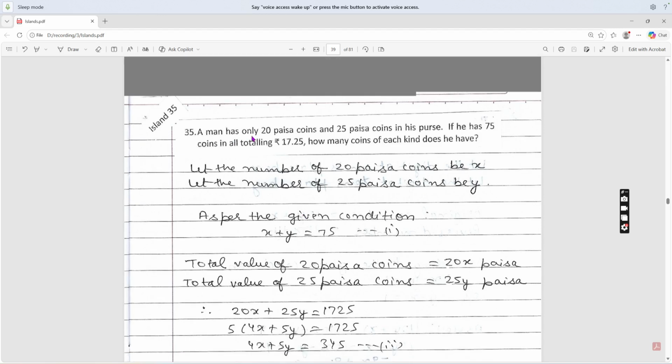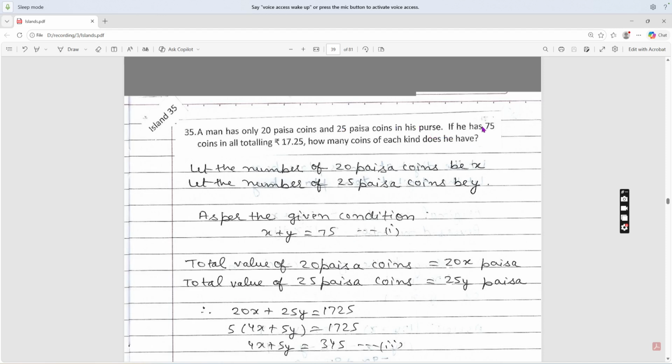Okay, next. A man has only 20 paisa coins and 25 paisa coins in his purse. So again, it is the same question. Pattern is same, just the language is different. Let the number of 20 paisa coins be x. Number of 25 paisa coins be y. So number of coins is how much?